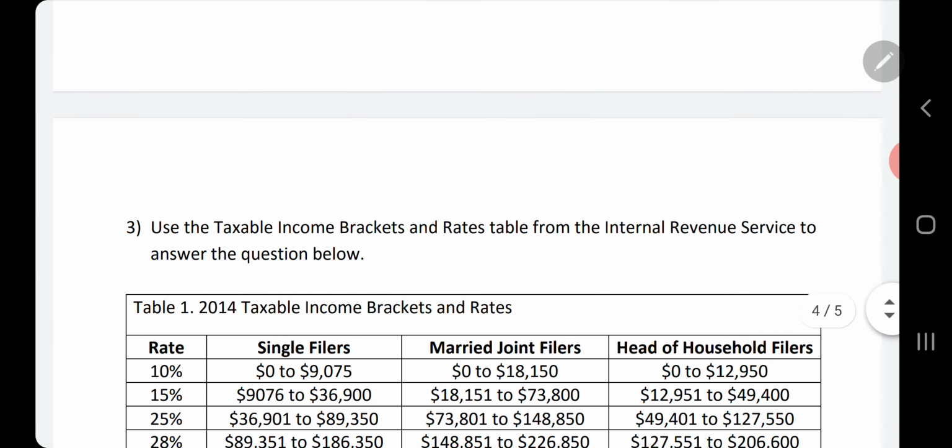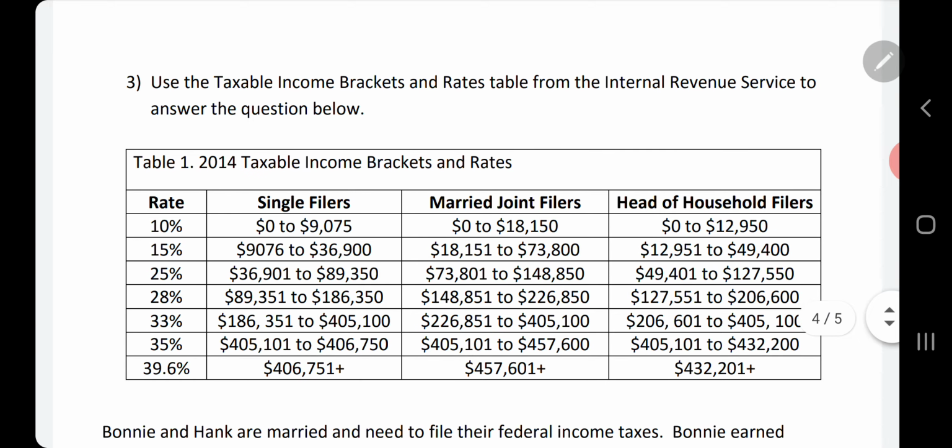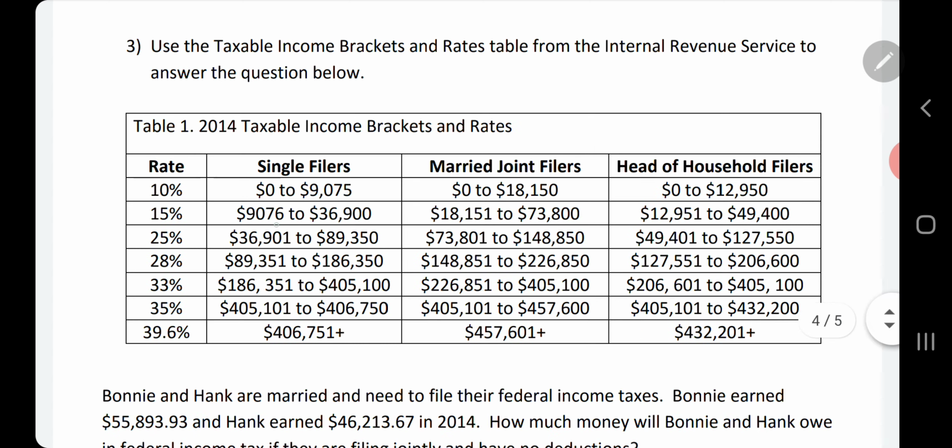Last example, and bear with me, this does take some explaining, but it says use the taxable income brackets and rates table from the Internal Revenue Service, or IRS, to answer the question below. Here's our bracket. We got single filers here, married filers in the third column, and in the fourth column, the head of households. Of course, in our first column is the tax rate.